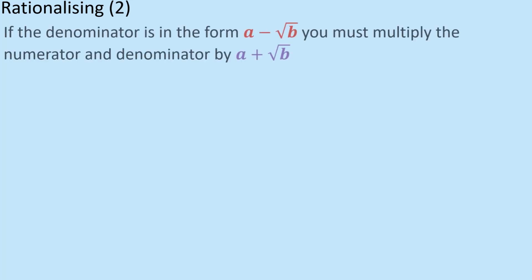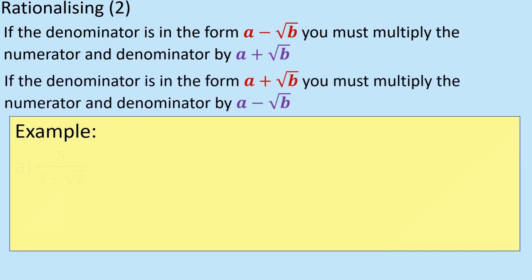Okay, so what about if your denominator is a little bit more complicated? Well, there's a bit of a trick and a technique to this one. We're now really aiming at those top grade students, aiming for the top effort in terms of 8s and 9s. So if you get it in the form a minus root b at the bottom, then you're going to times it by a plus root b. If you've got a plus root b at the bottom, then you're going to times it by a minus root b.